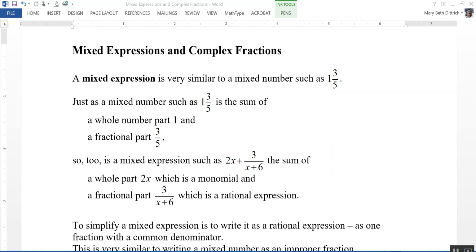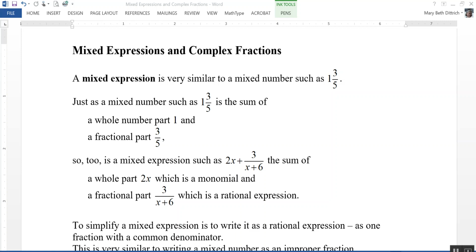This video is on mixed expressions and complex fractions. A mixed expression is very similar to a mixed number, such as 1 3/5. Just as a mixed number, such as 1 3/5, is the sum of the whole number part, which is 1, and the fractional part, which is 3/5, so too is a mixed expression, such as 2x plus 3 over x plus 6, the sum of the whole part, which is 2x, which is a monomial, and a fractional part, 3 over x plus 6, which is a rational expression.